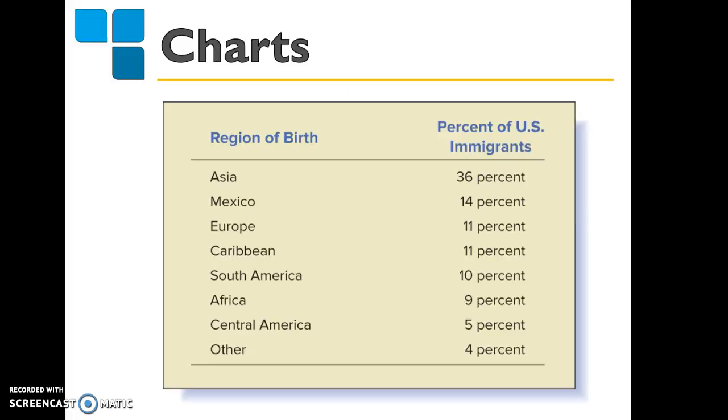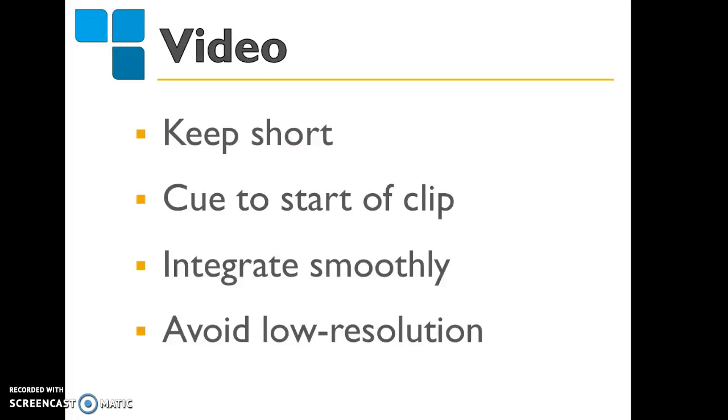So again, here is one from your text. I took this directly from your text. It's saying regions of birth and the percentage of U.S. immigrants. And you see what they did here. They did not list them alphabetically. That wouldn't make sense. Instead, they listed them by the most immigrants in the U.S. to the least. So, you want to think about that. How will you list your charts logically?